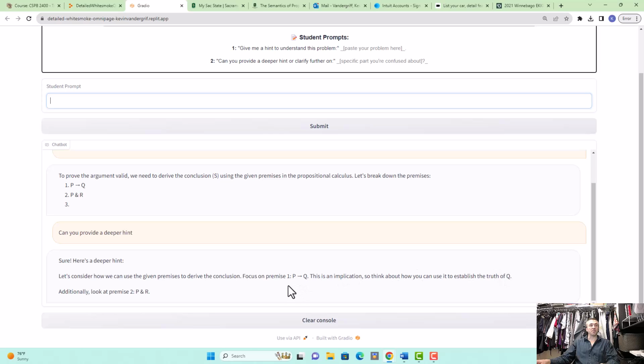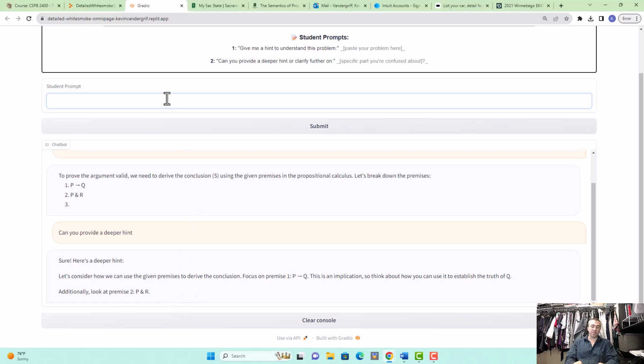Additionally, look at premise 2. So it's laying out the key terms of the rule, of the logical operator, and then trying to connect them to the name of the actual rule. They'll need to use modus ponens, conjunction, and so forth, so they can keep using that.